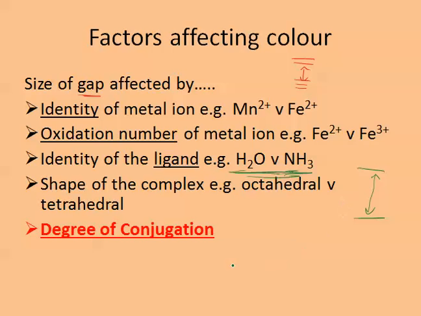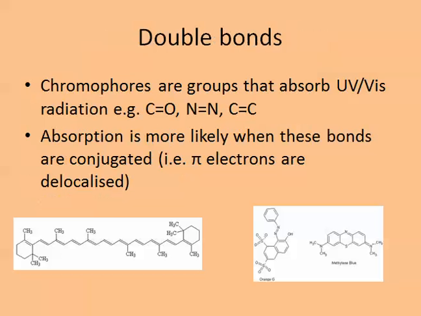A factor that's going to be important for us here in determining colour, however, is the degree of conjugation. And that conjugation is arising from alternating single and double bonds. And it gives us something called a chromophore. Right? And these chromophores are able to absorb UV or visible radiation. And as a result, particularly if you're absorbing visible, we're going to see a colour.